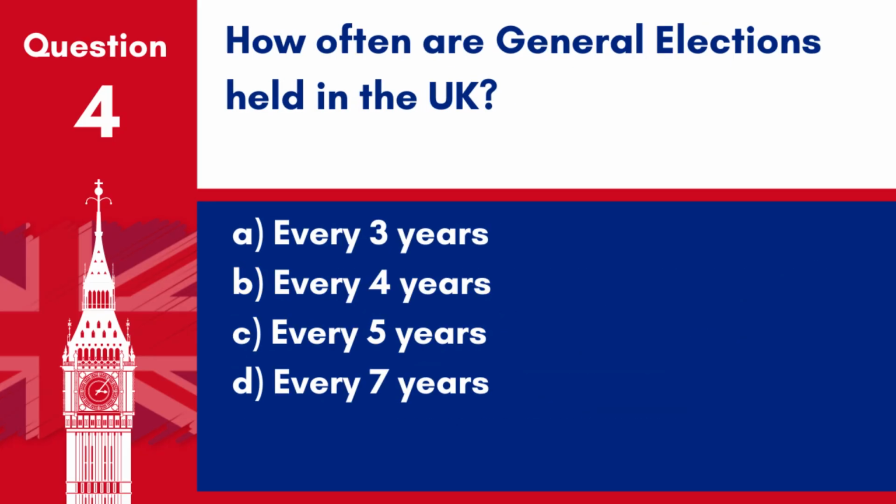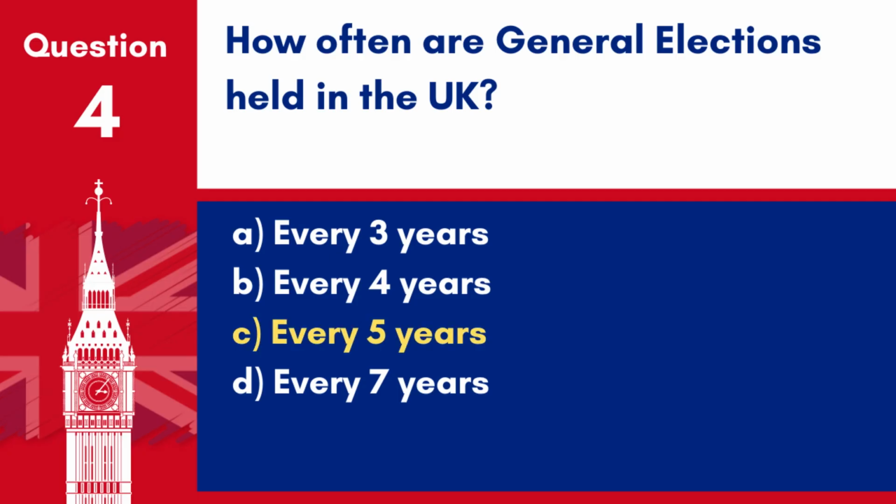Question 4. How often are general elections held in the UK? A. Every 3 years. B. Every 4 years. C. Every 5 years. D. Every 7 years.